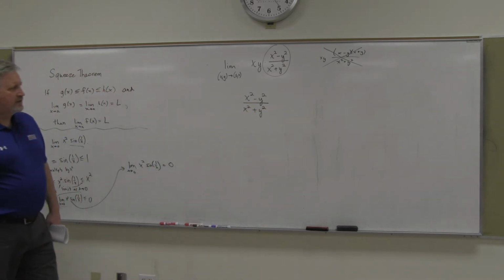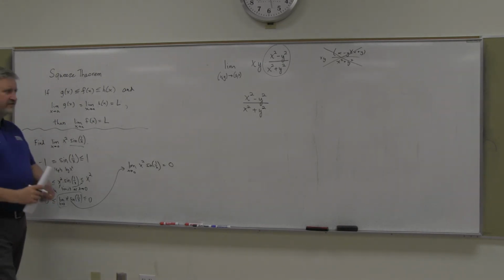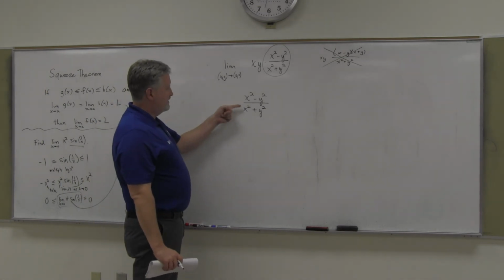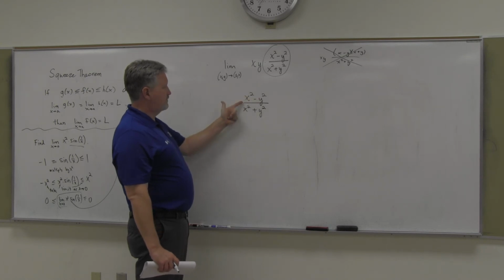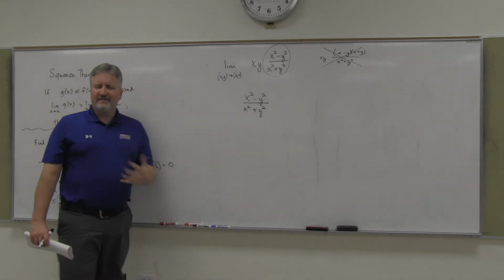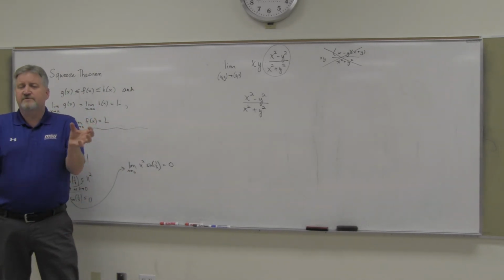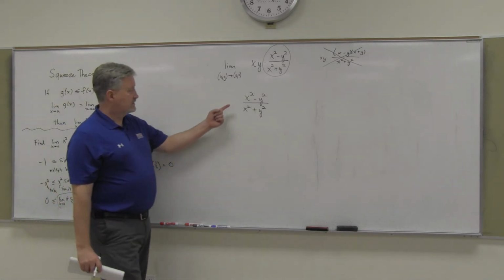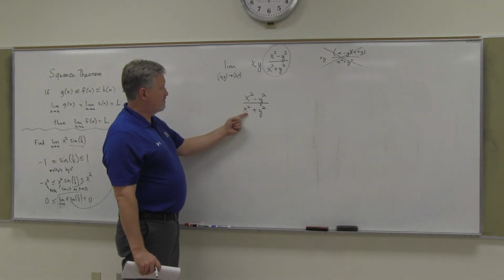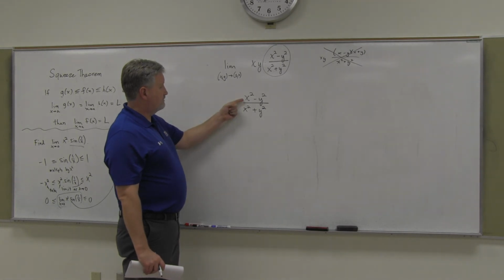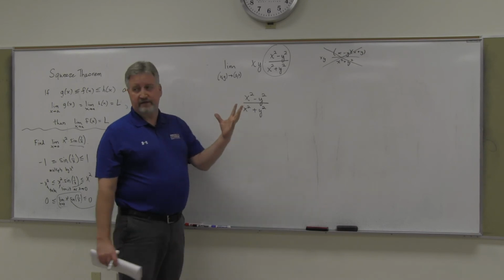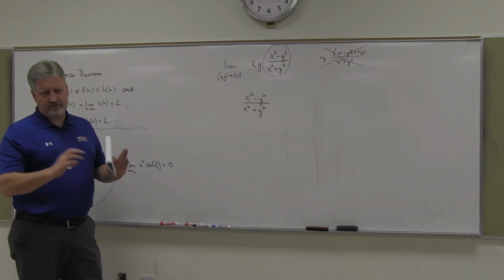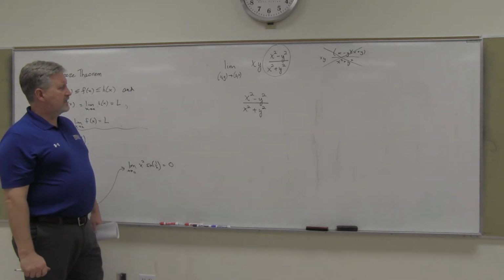x squared minus y squared over x squared plus y squared. If you think about the numerator and the denominator, here I'm subtracting y squared from x squared, and here I'm adding y squared to x squared. Does that tell you anything about what numbers this could be? Because of the squaring, if x squared and y squared are equal, I could get 0 out of the numerator, and everything's squared. And y squared could be bigger than x squared.